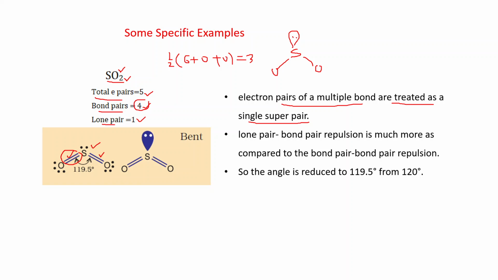Again, remember, don't be confused. This bond pair of electrons, or we can say this bond, is considered as a single super pair. But actually this single super pair consists of a double bond. Now again, in this case, the lone pair-bond pair repulsion is much more as compared to the bond pair repulsion. That's why this bond angle is reduced to 119.5 degrees from 120 degrees.